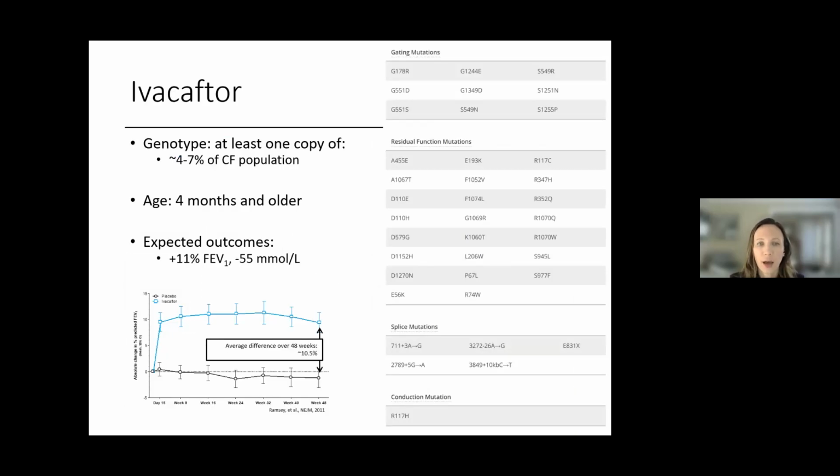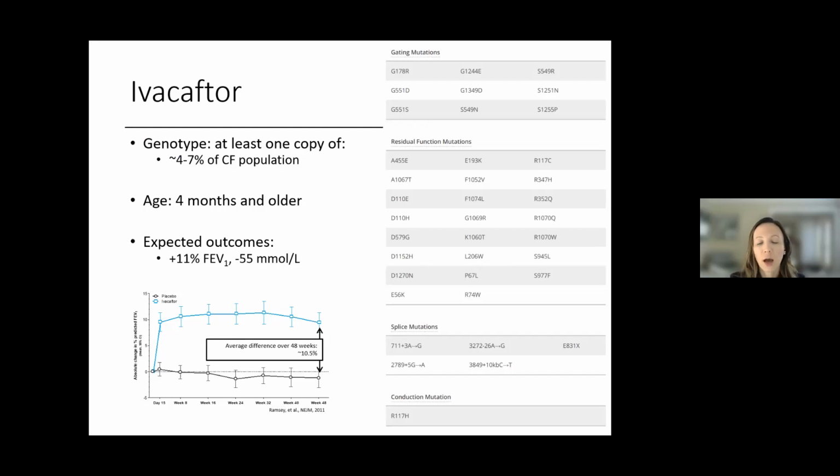So starting with ivacaftor, this is a drug that treats about 4 to 7% of the CF population if you have an eligible variant, and the eligible variants are listed over to the right there. This has the earliest or youngest approval. You can get this drug down to about 4 months, I think, and older. And the expected outcomes based on the clinical trials and emerging real-world data is a more than 10% increase in lung function and more than 50-point drop in sweat chloride.